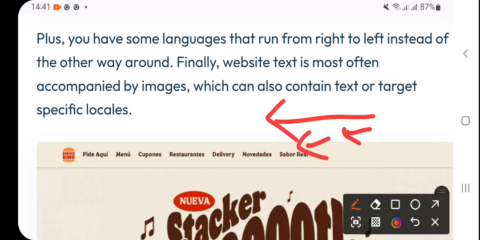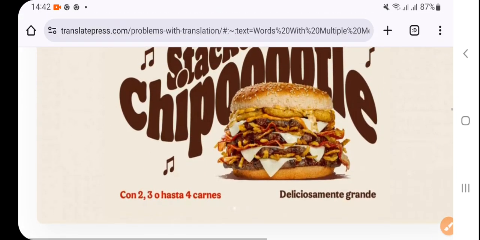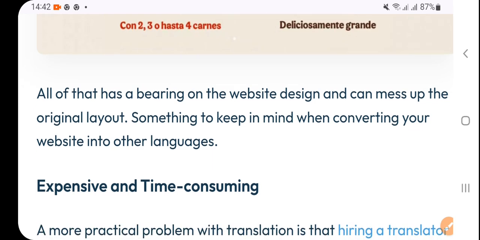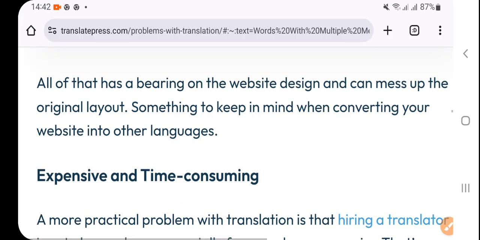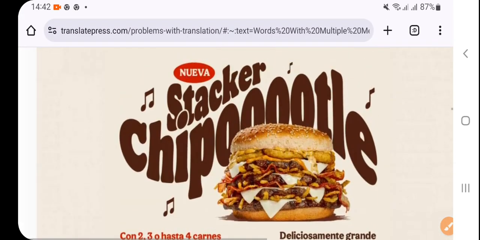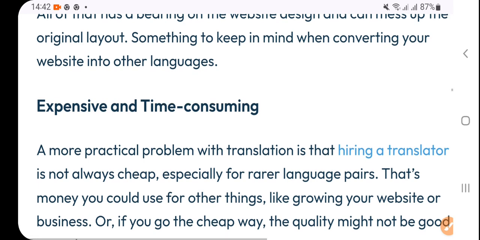Finally, website text is most often accompanied by images, which can also contain text or target a specific locale. All of that has a bearing on website design and can mess up the original layout. Okay, and that is something to keep in mind when converting your website into other languages.